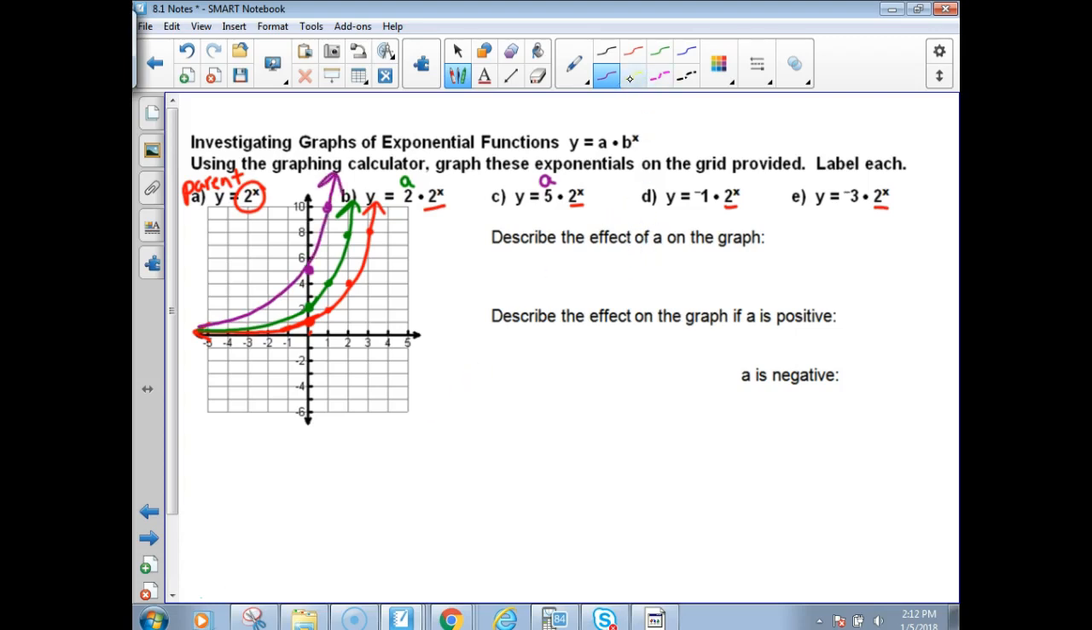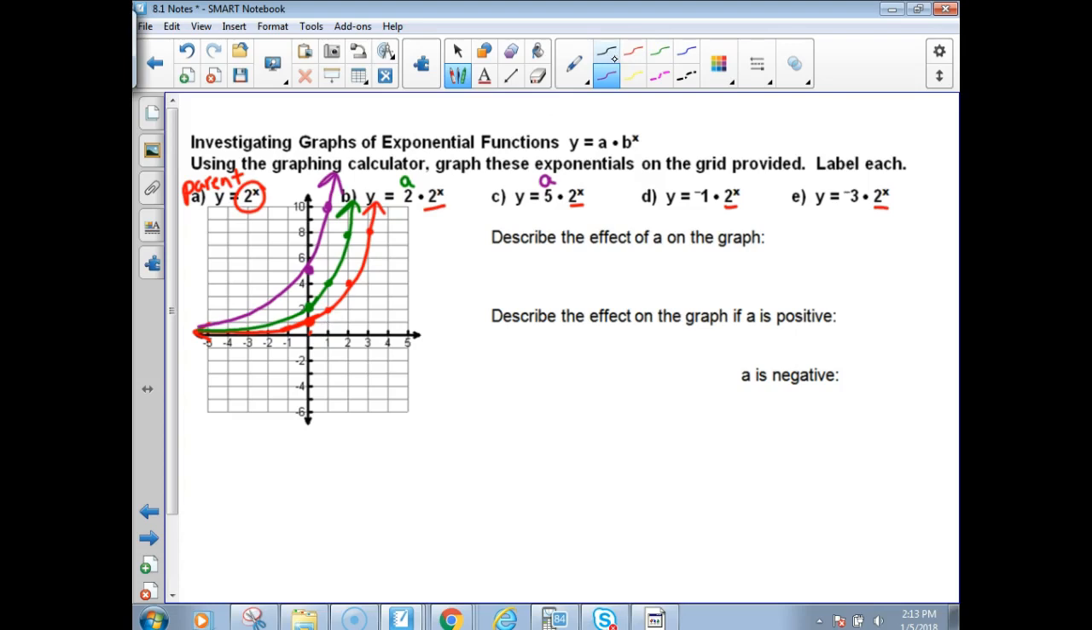Okay. Now I'm going to graph these with this -1 here. Now think about this. What's going to happen to the y values if you multiply the parent graph by -1? Yep, they're going to flip over, right? The y's are going to change sign. So over here, -1 times 2 to the 0 is going to be -1. You're going to be crossing down here.